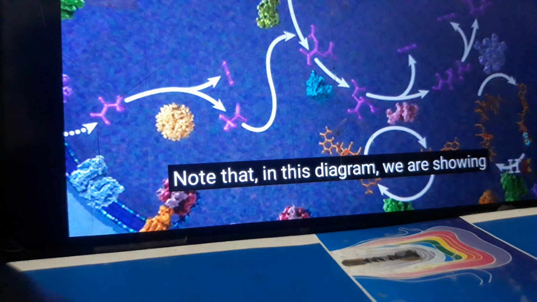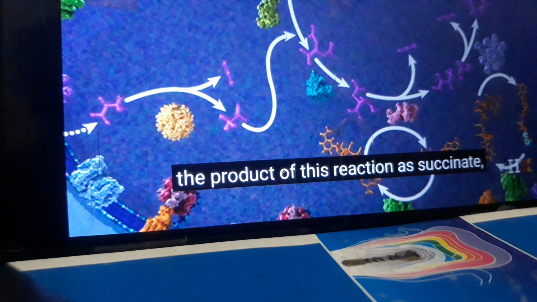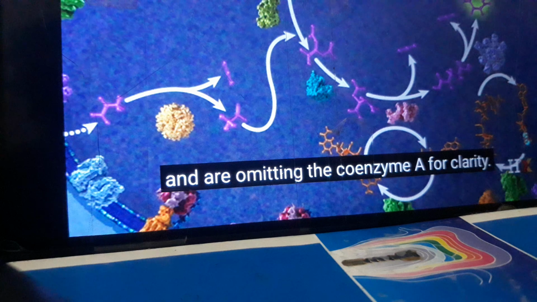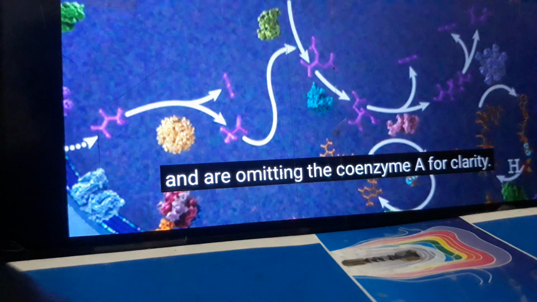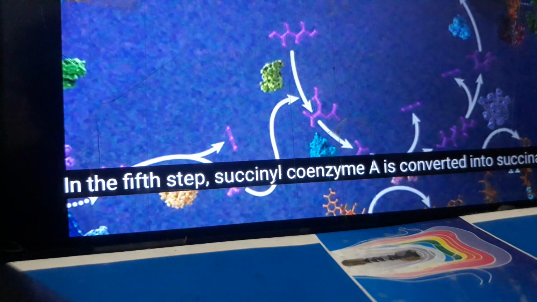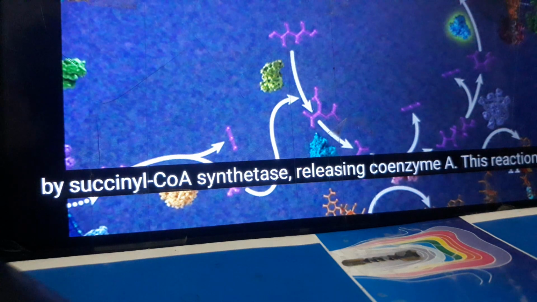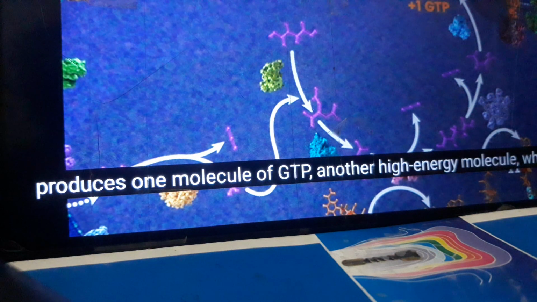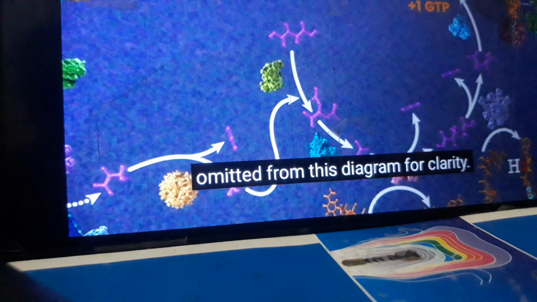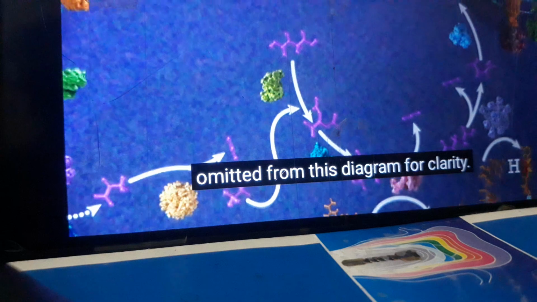Note that in this diagram we are showing the product of this reaction as succinate and are omitting the coenzyme A for clarity. In the fifth step, succinyl-CoA is converted into succinate by succinyl-CoA synthetase, releasing coenzyme A. This reaction is also producing 1 molecule of GTP, another high-energy molecule, which is omitted from this diagram for clarity.